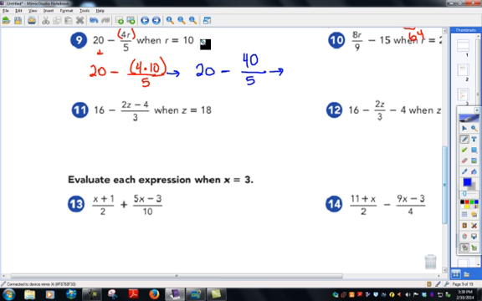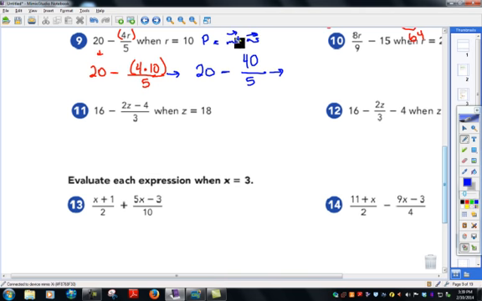Now since we've done the parentheses, we are now going to go on to exponents. There aren't any. Now we're going to go on to multiplication or division, which I see there's division right there. All fractions are division problems. So that's going to result in the number 8. 40 divided by 5 is 8. We bring down 20 minus. Now we're ready to do subtraction. The answer is 12.